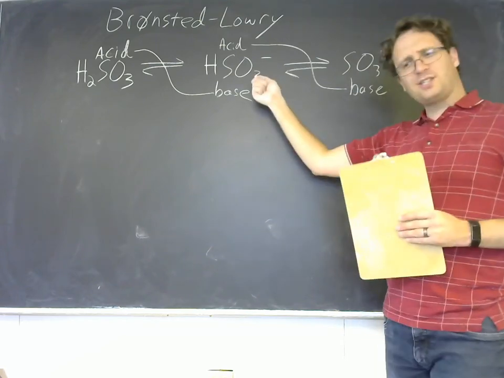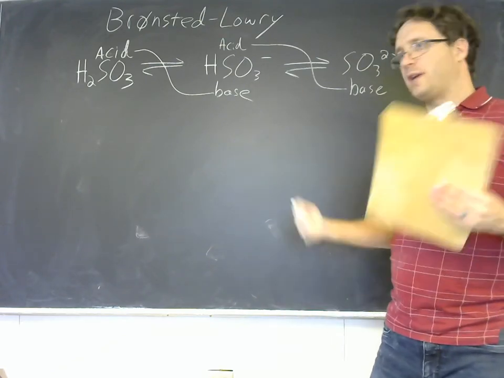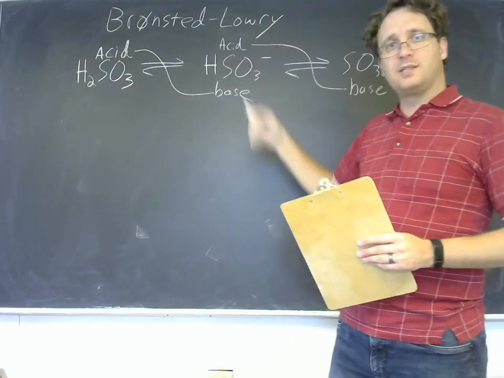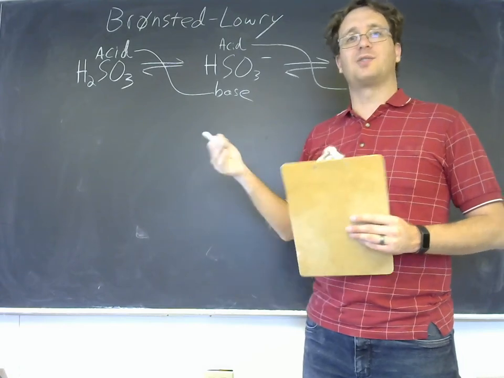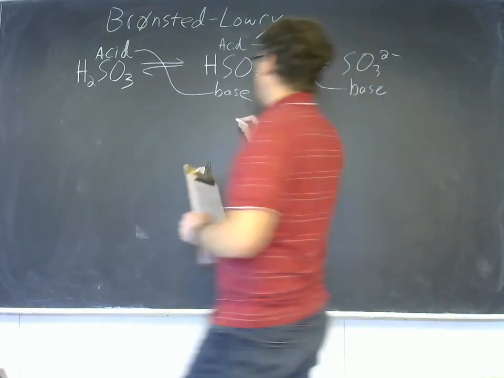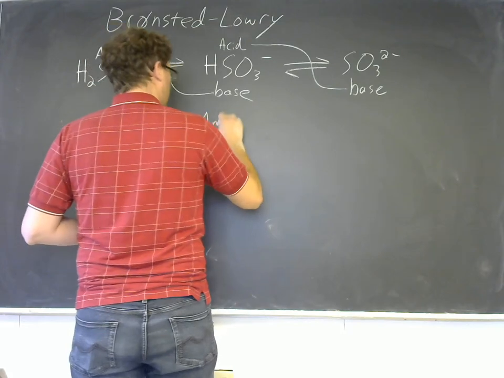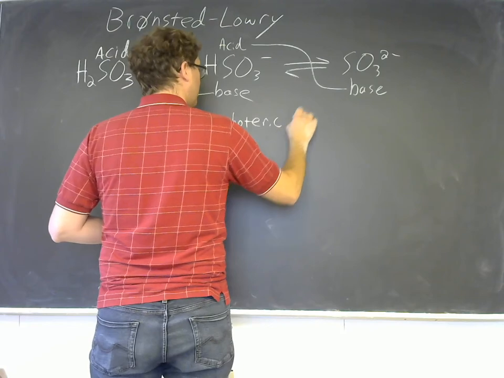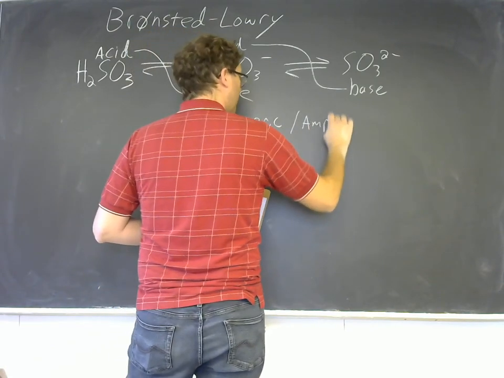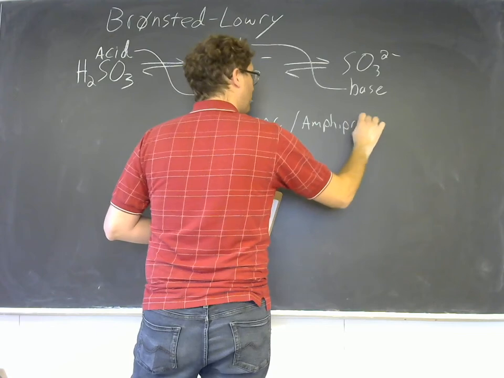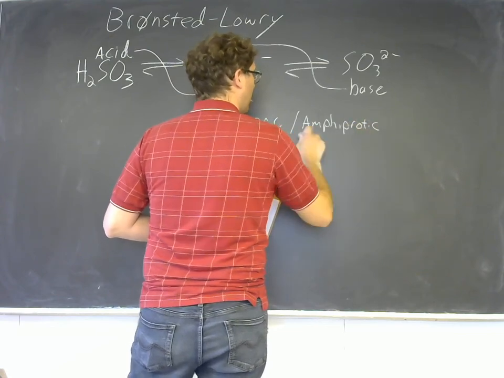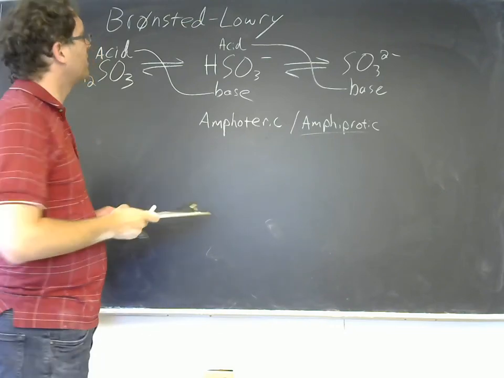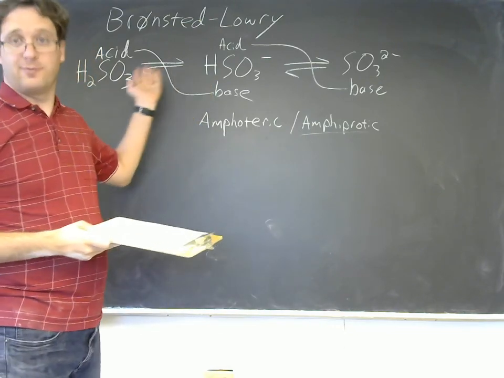And so HSO3 minus is like water in that it's able to act as either an acid or a base, depending on the context, depending on its reaction partner. We can call these types of things amphoteric or amphiprotic. I think amphiprotic is probably the better term for this class. So amphiprotic species are able to either give or receive a proton.